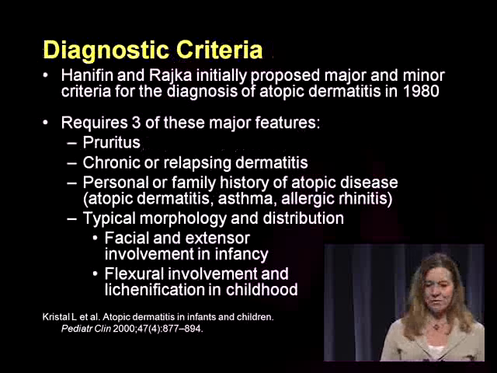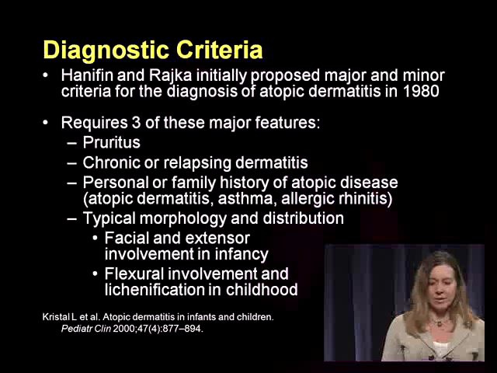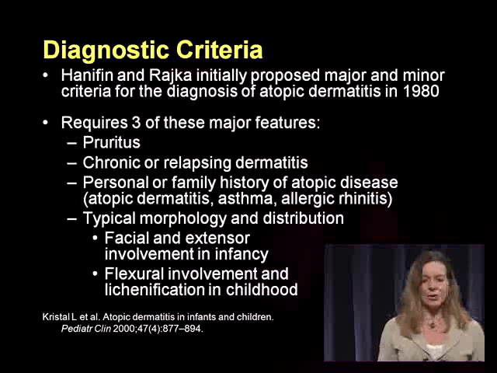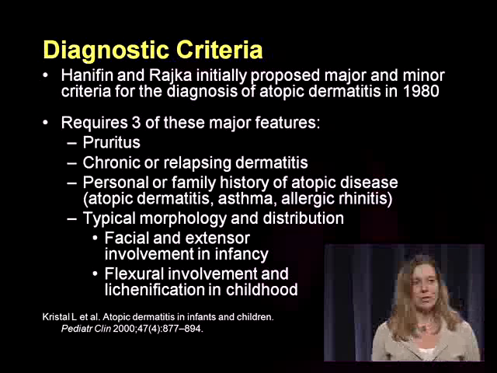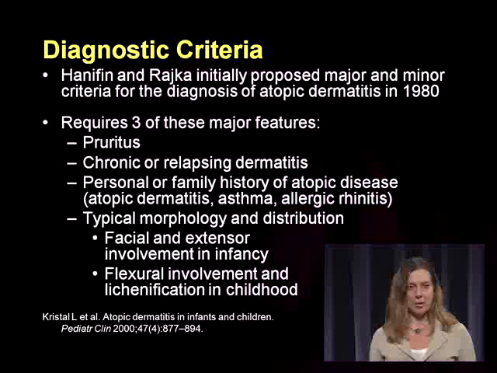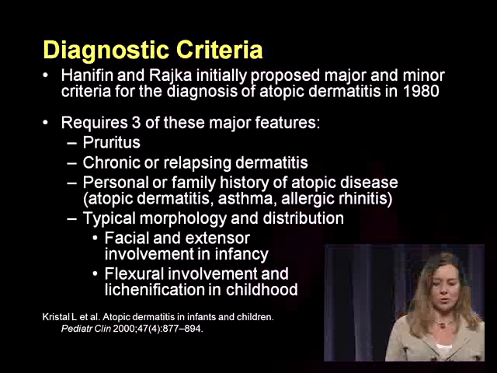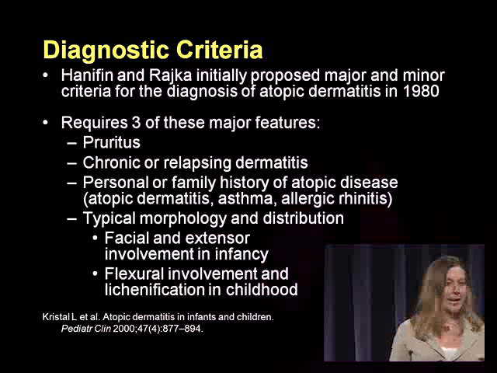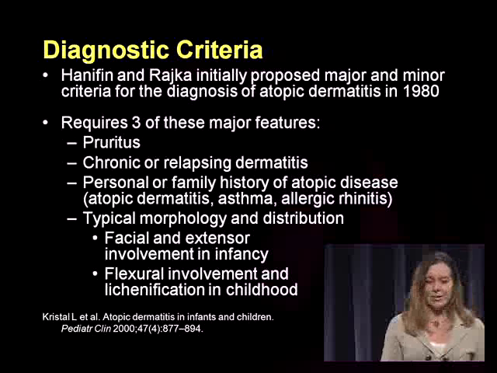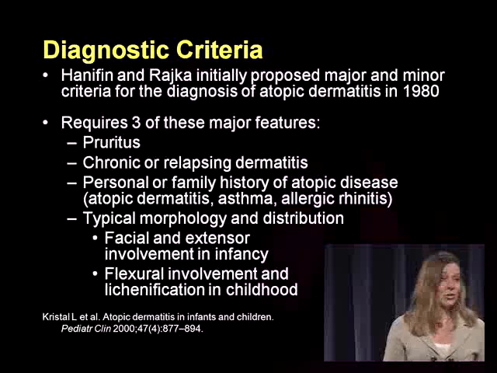Now, the diagnostic criteria of atopic dermatitis, there are some criteria that were proposed more than 30 years ago by Hanifin and Rajka. And there are several major features, and for a diagnosis, you need to have 3 of these major features, and that would include the itching or pruritus. This should be a chronic or relapsing dermatitis, not just a one-time episode that lasts for a few weeks or a few months. There is generally a personal or family history of atopic disease, and that could either be the atopic dermatitis or asthma or allergic rhinitis. And then a typical morphology and distribution of the skin lesions, and we're going to go through examples of that.